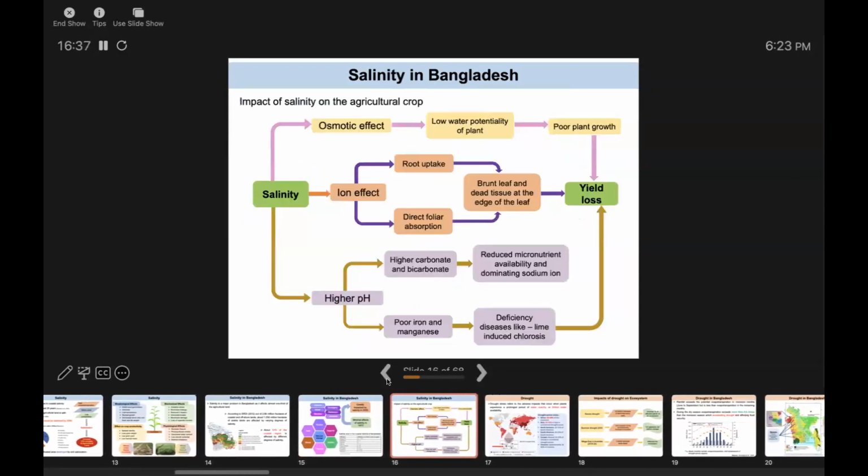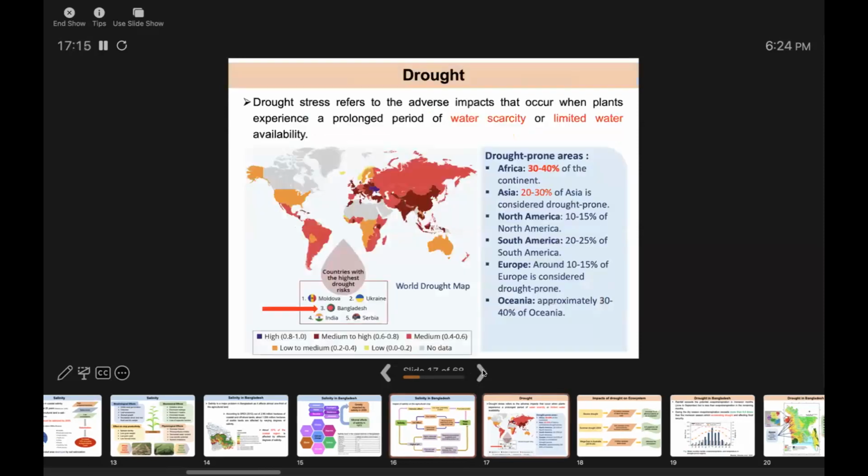So this is the mechanism of how salinity impacts yield loss. Salinity has an impact on osmotic regulation, which ultimately lowers the water potential of the plant. Plant growth is low, yield is lost, and there are also some ion effects. Root uptake also decreases, and direct foliar absorption ultimately causes leaf burning and dead tissues, which causes yield loss. The pH also has some impact on managing micronutrient availability. That's why some diseases appear, like chlorosis, and other diseases, which also impact yield loss.